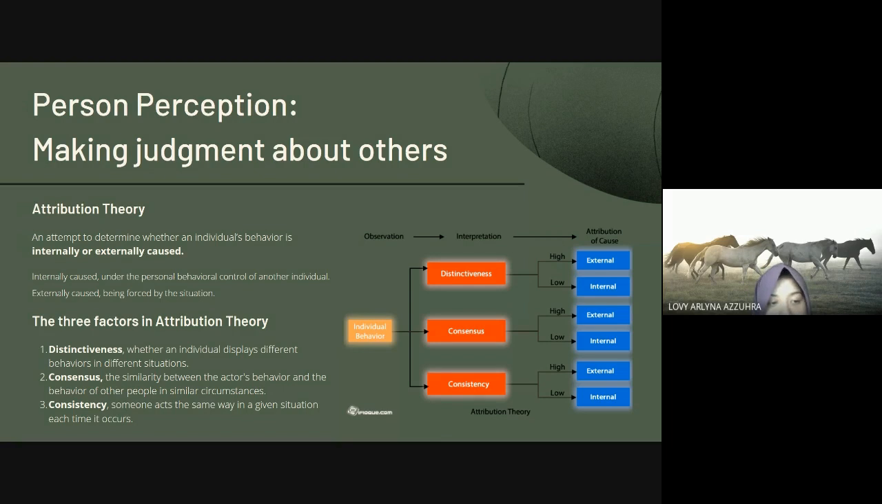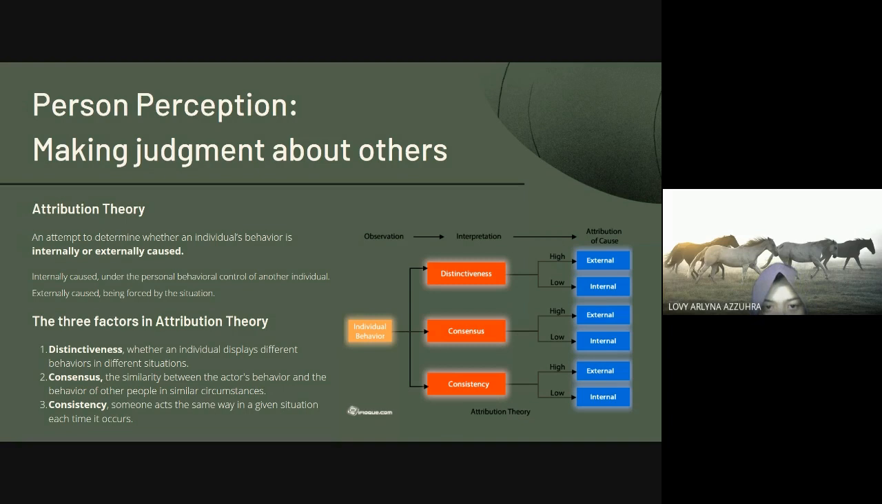And then for the consistency, it is when someone acts the same way in a given situation each time it occurs. So as you can see, there's this graphic. The first thing that we do in perception, of course, is we just observe. So the first one is observation, and then after we observe people's behaviors, we will interpret it, and then after that we can conclude it to this attribution of cause, so we can determine whether this individual is influenced by these three vectors: distinctiveness, consensus, and consistency.